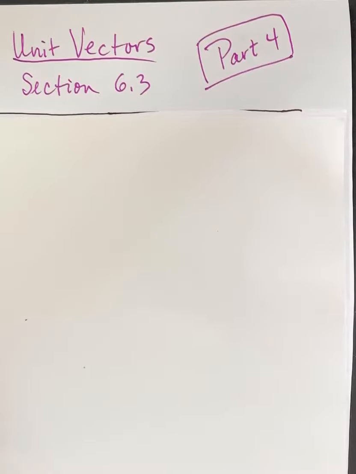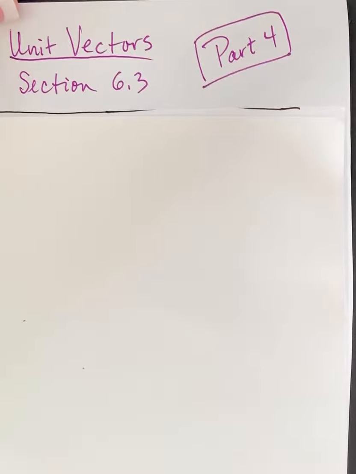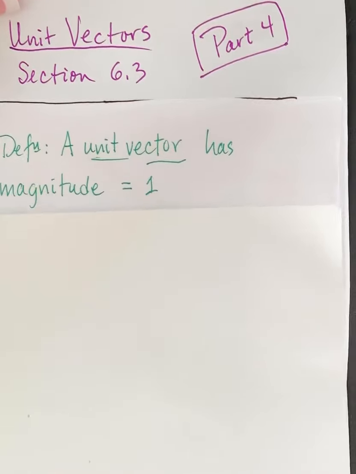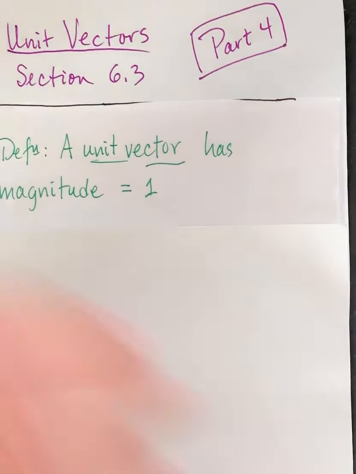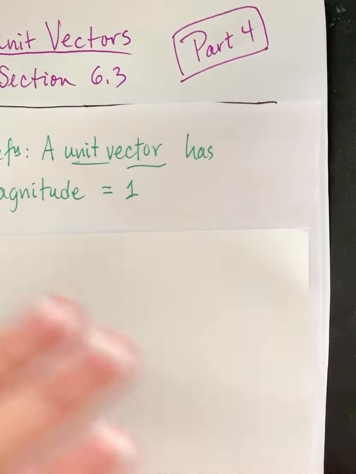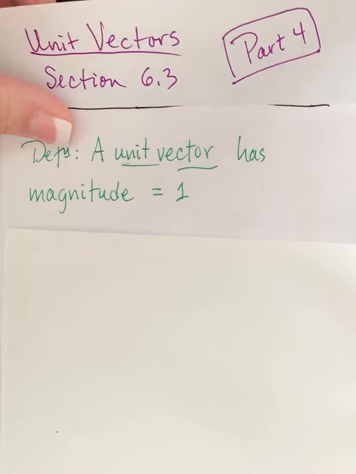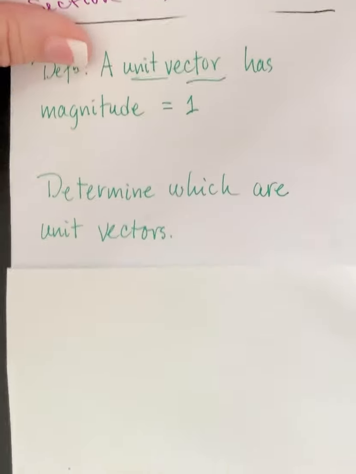In this video, we will discuss unit vectors. This is section 6.3, and it is part 4 of our vectors section. The definition of a unit vector is a vector whose magnitude is equal to 1 unit. So determine which are unit vectors.